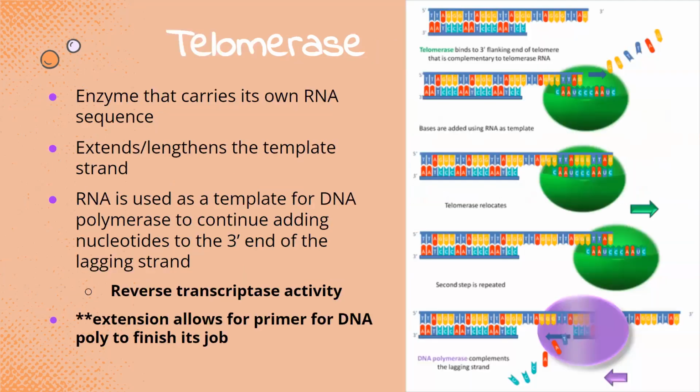Okay, so to fix the end replication problem, there's this very, very beneficial enzyme called telomerase. What it does is it carries its own RNA sequence, and it's going to go on to the end of that 5' gap, and it has complementarity to the end sequence. So it binds, and it extends the end part of the 3' end so that a polymerase can go in and fill in the necessary bases.